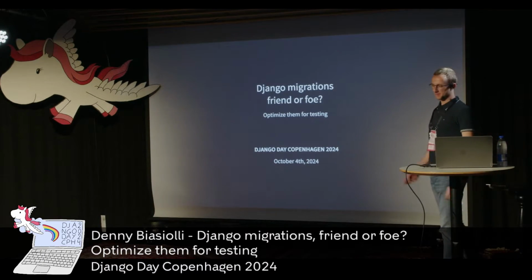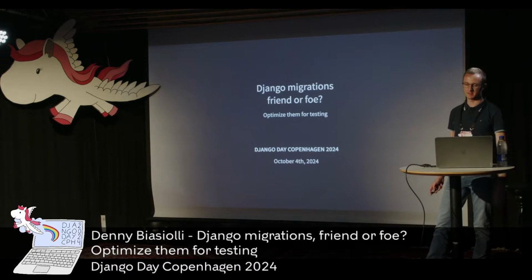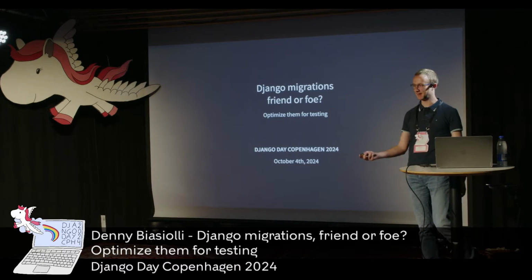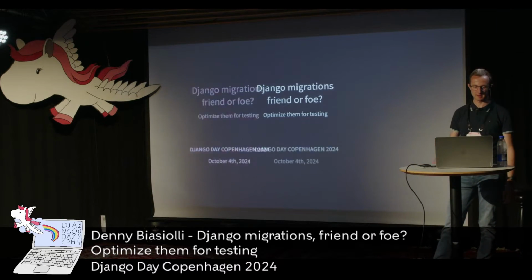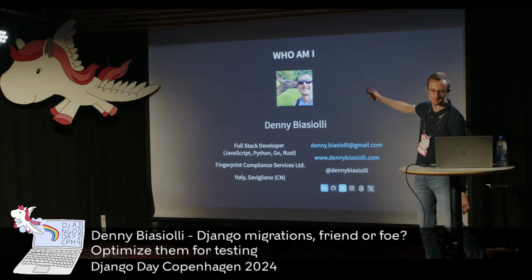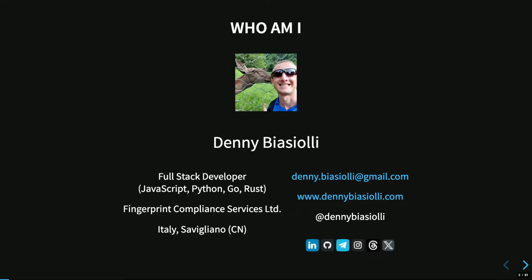Hi, everyone. Like I said, I will talk about Django migrations. Are they a friend or maybe not always? And how to optimize them from testing. Quick words about me. I am Denny, the one on the right, if you are unsure on which one. And I'm a full stack developer working with everything. JavaScript, sorry for that. Python, a little bit of Go and Rust recently. And I work remotely from Fingerprint from Italy.